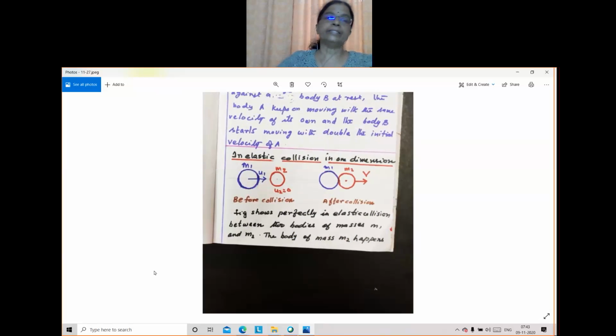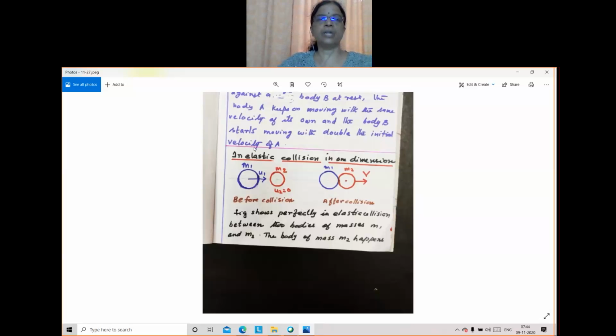Then next is inelastic collision. I have discussed that. What is inelastic collision? Can anyone tell? In that collision, which quantity is not conserved? Teacher, kinetic energy is not conserved. Very good, Dibaksha. So momentum is conserved, total energy is conserved, but kinetic energy is not conserved.